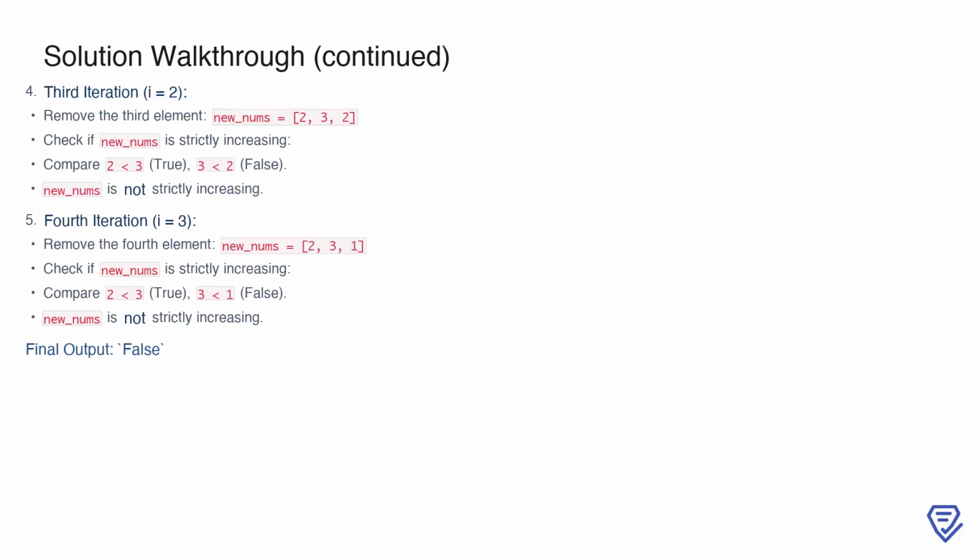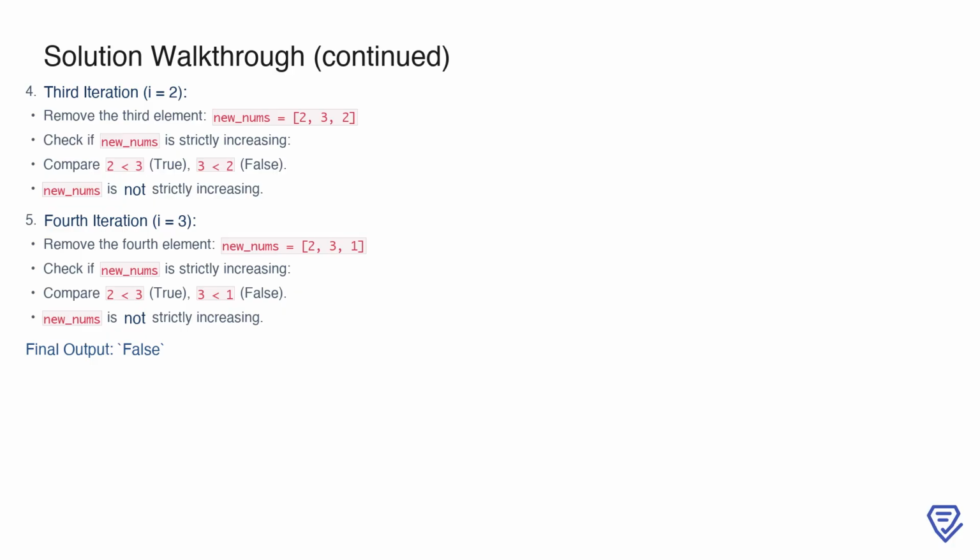For the third iteration, we now remove the element at index 2, which is 1, resulting in 2, 3, 2. Checking this array, 2 is less than 3, which is fine, but 3 is not less than 2, so this is not strictly increasing. Finally, in the fourth iteration, we remove the element at index 3, which is 2, creating the array 2, 3, 1. Comparing the elements, 2 is less than 3, but 3 is not less than 1. Since none of the iterations result in a strictly increasing array, we return false as the final output for this example.